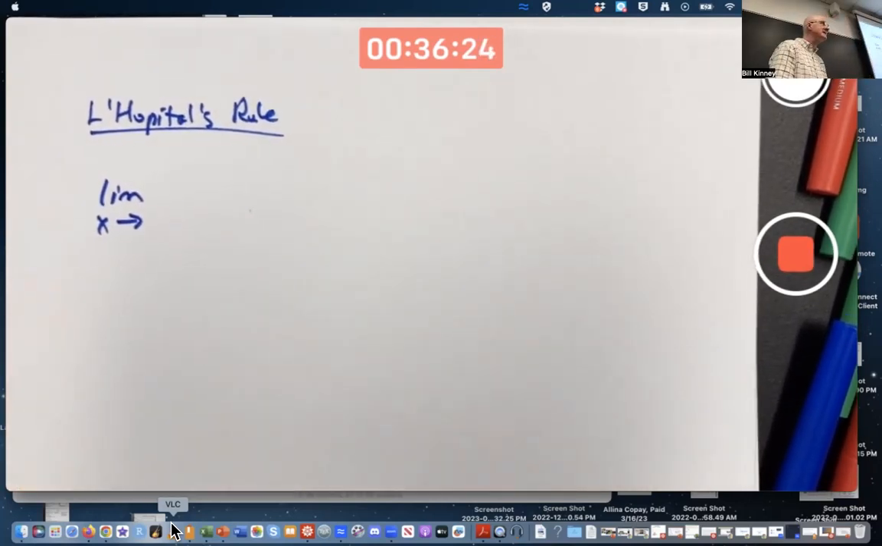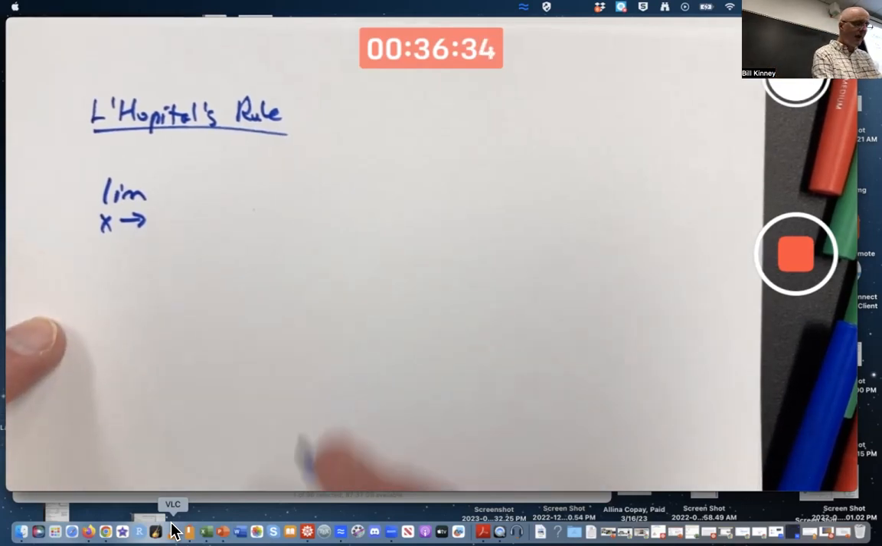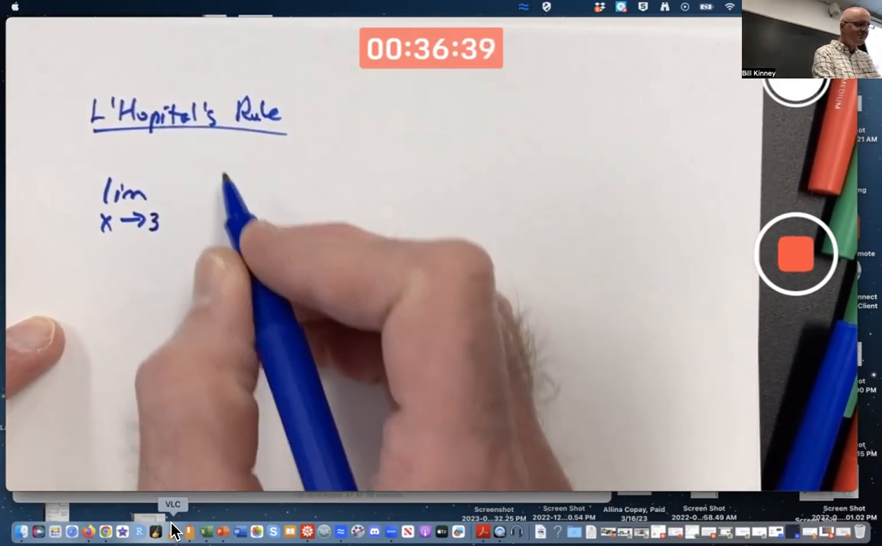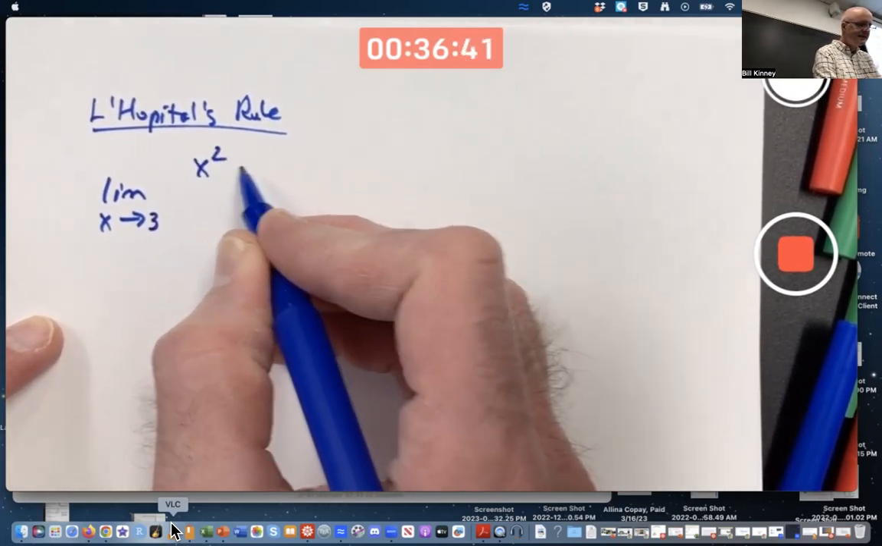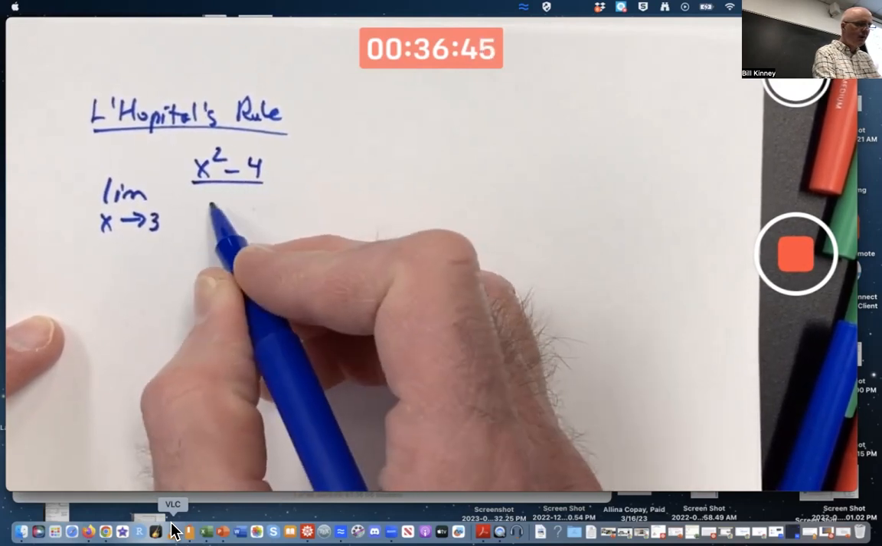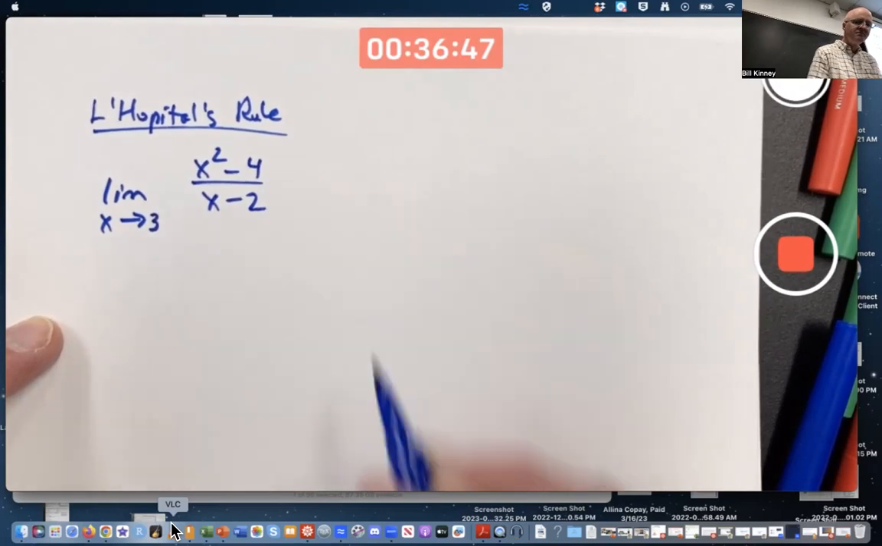As x approaches either some number or perhaps infinity, meaning x is getting arbitrarily large if we let it approach infinity. Oftentimes, it's of a fraction. Let's let x approach 3 here. And let's, in this particular case, let the fraction be x squared minus 4 over x minus 2.